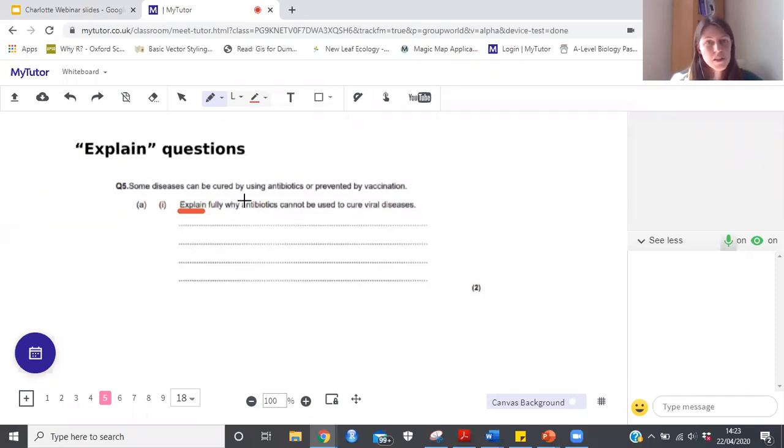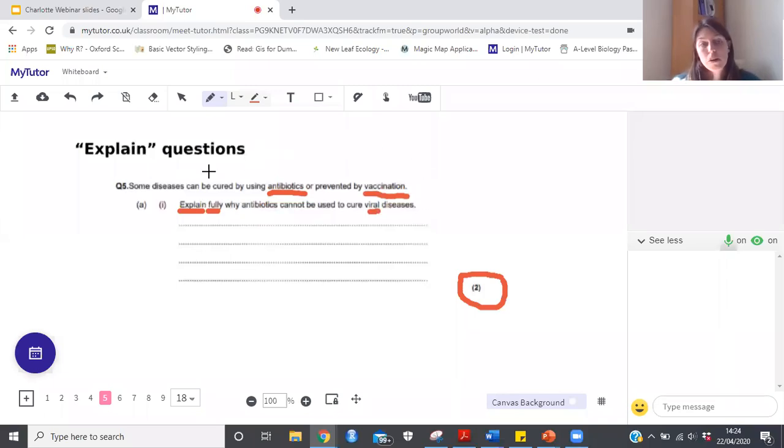So here, some diseases can be cured by using antibiotics or prevented by vaccination. So they've used 2 of the things that we talked about last session for treating, curing, or preventing disease. For A, part 1, they've asked you to explain fully, so explain in detail, why antibiotics cannot be used to cure viral diseases. It's a 2-mark question. We need to provide 2 points or a key word. Make sure that we comply with that 2 marks.